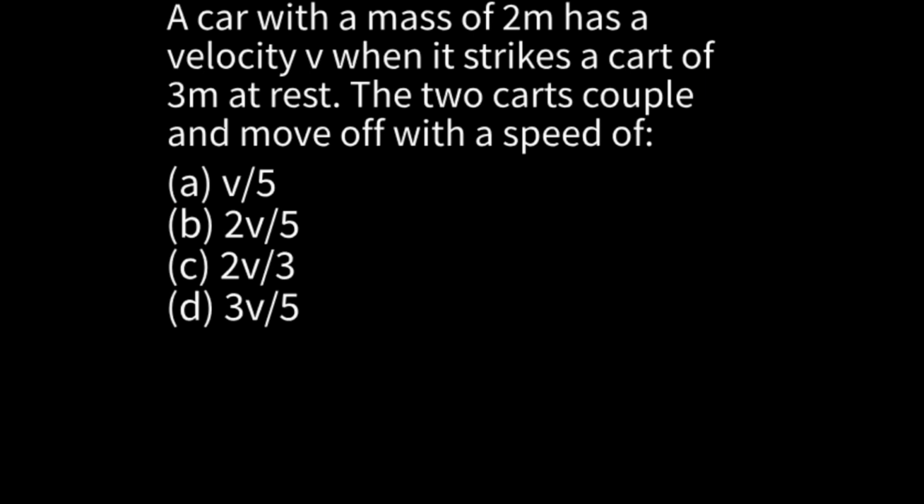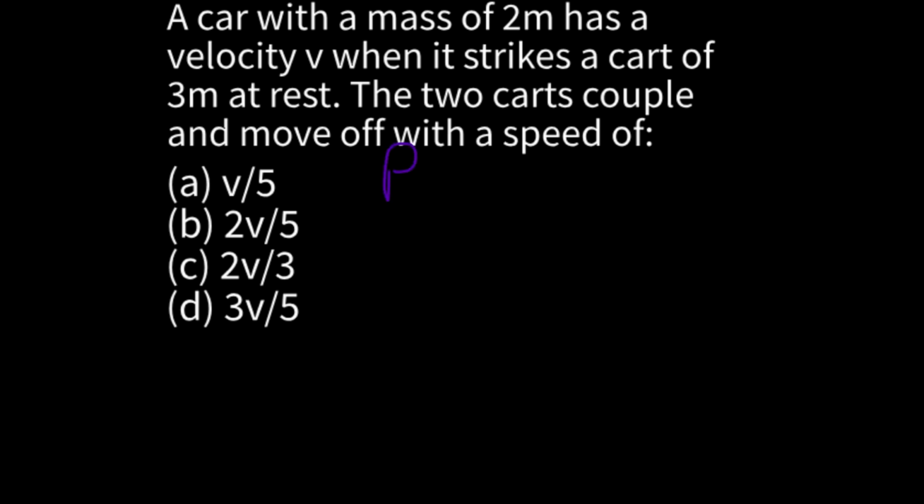Alright, in this problem we have a cart that has a mass of 2m with a given velocity v, and then it strikes a cart of 3m, which is at rest. The two carts are going to couple and move off together, and we want to determine what speed will they move off with. Alright, well, we need to use the conservation of momentum because we are dealing with a collision.